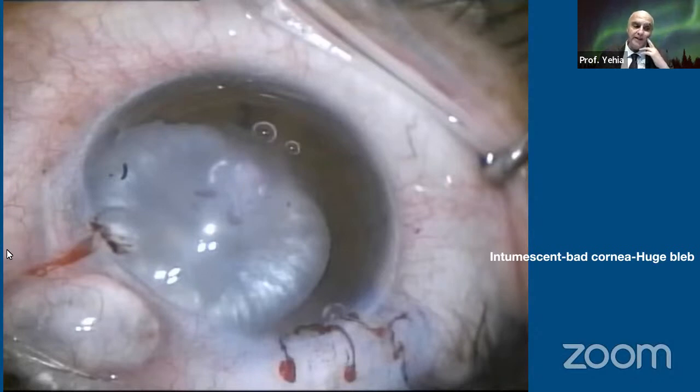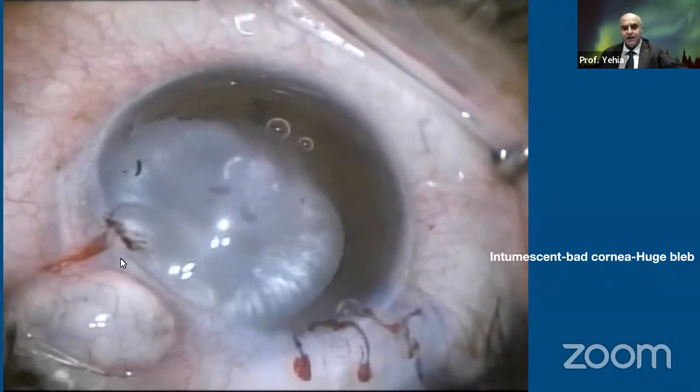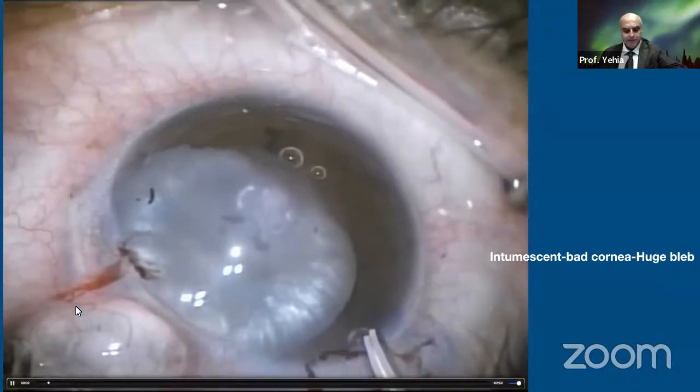You avoid the area of the bleb completely, and then you go again, as always in any challenging case, to start to say in your mind, what are the problems I'm facing? I'm facing visualization. I know there is iris adherent here, and I have an intumescent cataract, and I want to protect the corneal endothelium. And again, I don't want to touch or get near this bleb.